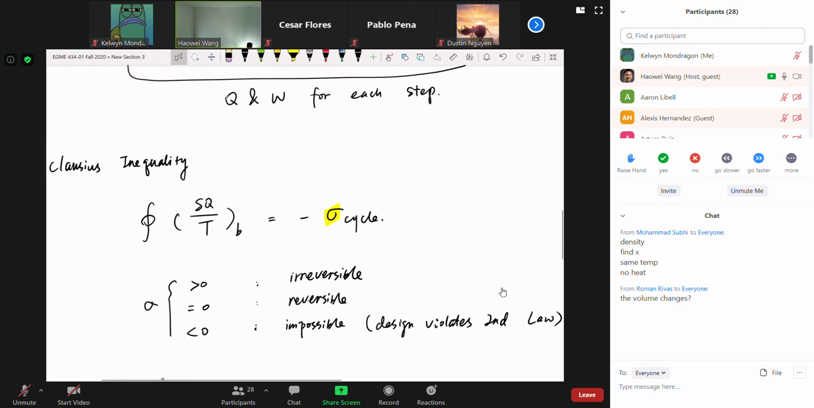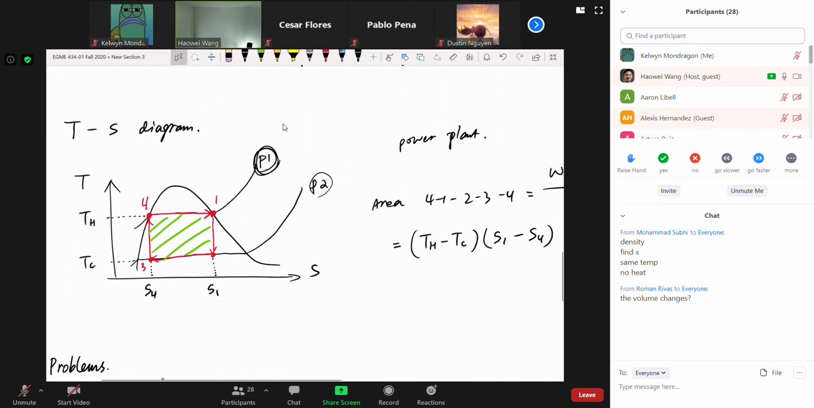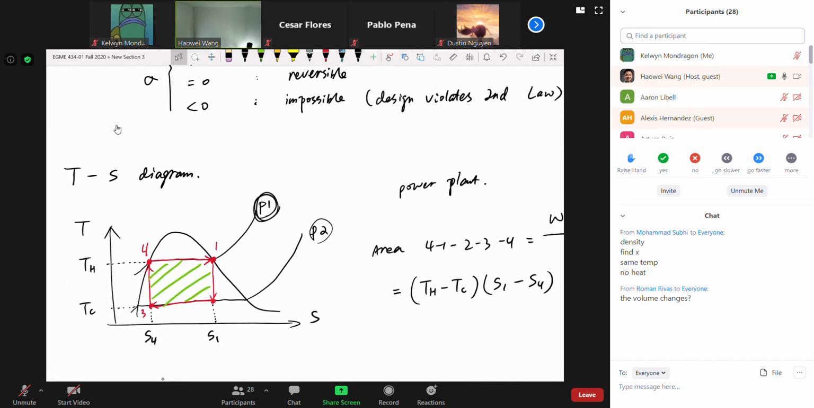All right. Any questions so far regarding Clausius inequality? No? Okay. And then the next topic was TS diagram. What is S? What is S? Entropy. Yeah, it's very good. Entropy, specific entropy, very good, right?